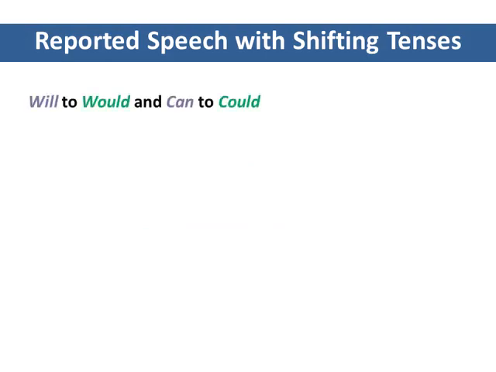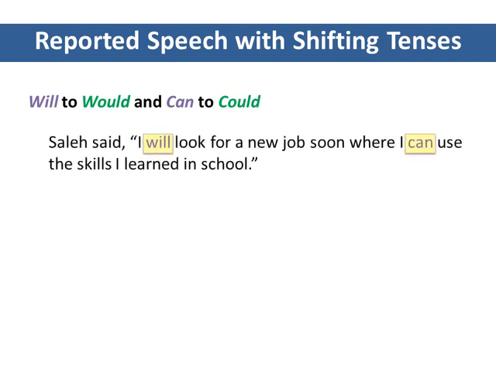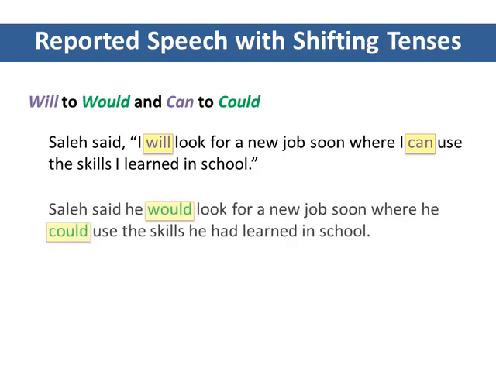When the modals will and can are used in the quoted speech, they shift to would and could. The other modals remain the same. Saleh said, "I will look for a new job soon where I can use the skills I learned in school." Saleh said he would look for a new job soon where he could use the skills he had learned in school.